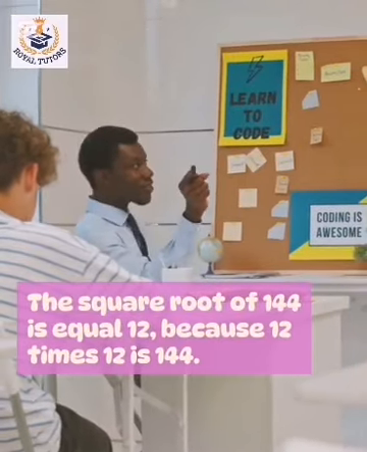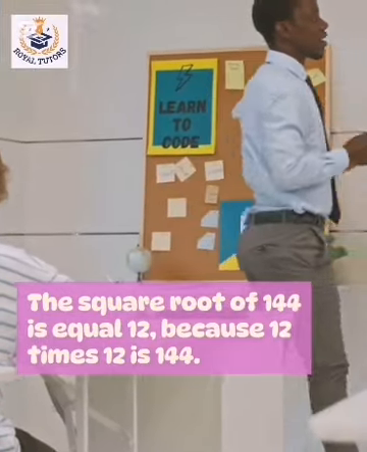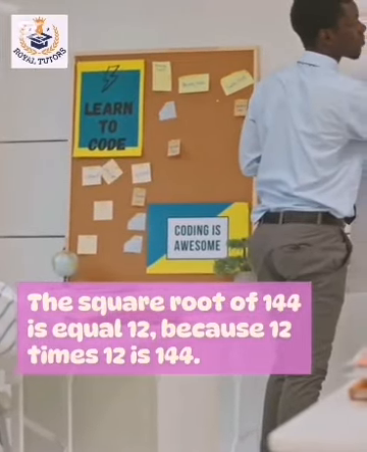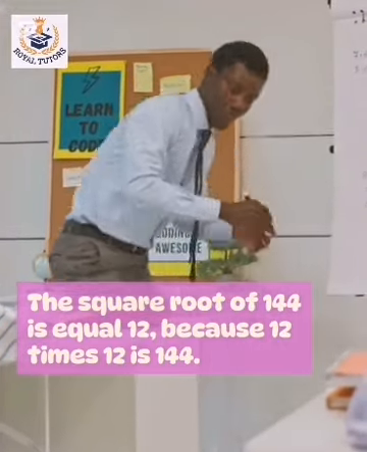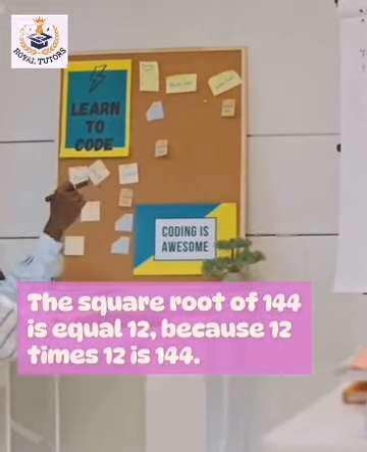The square root of 144 is equal to 12, because 12 times 12 is 144.